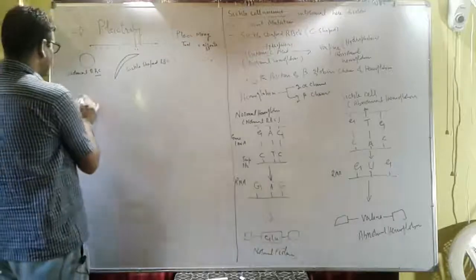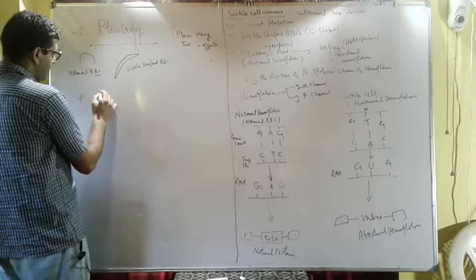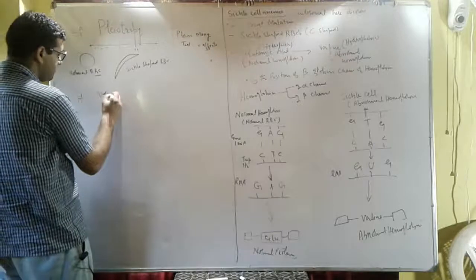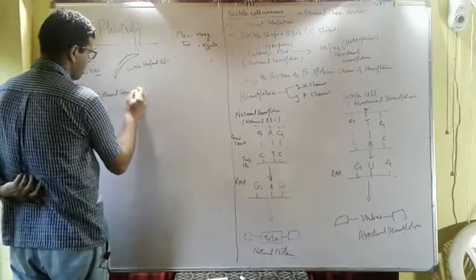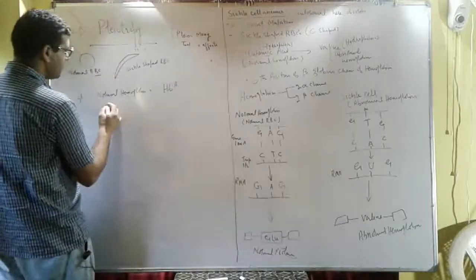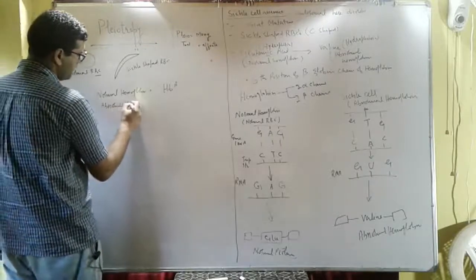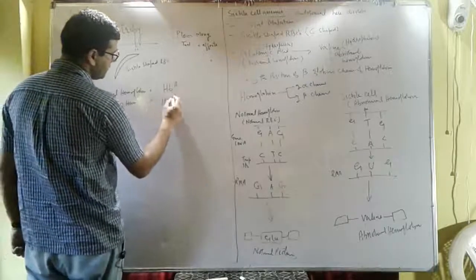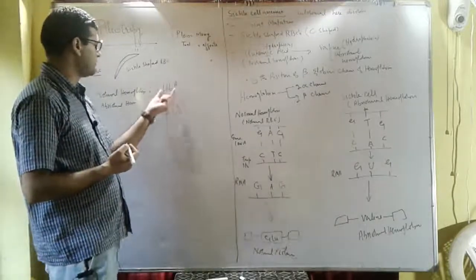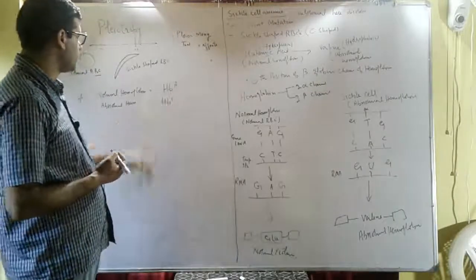So this sickle cell anemia is caused by abnormal hemoglobin. We have normal hemoglobin HbA and abnormal hemoglobin HbS. This is normal hemoglobin, present in normal RBCs. This is sickle shaped hemoglobin, present in sickle shaped RBCs.